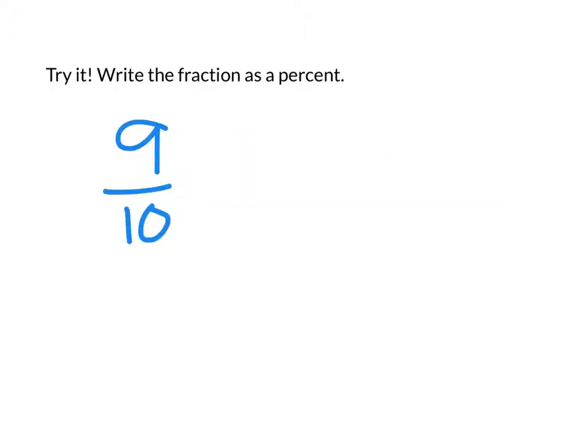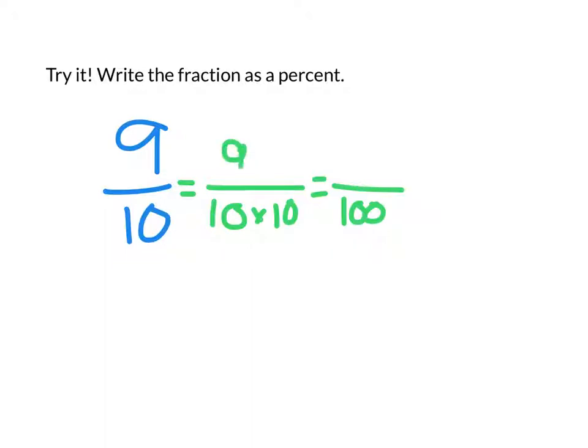Okay, try this one now. Write the fraction as a percent. Alright, when you write this one as a percent, you look at 10 on the bottom and say, can I multiply it by anything to get to 100? Well, I can multiply 10 by 10, which gives me 100. Yes. And I can take 9 times 10, and that will give me 90. So 90 100ths is the same as 90%.